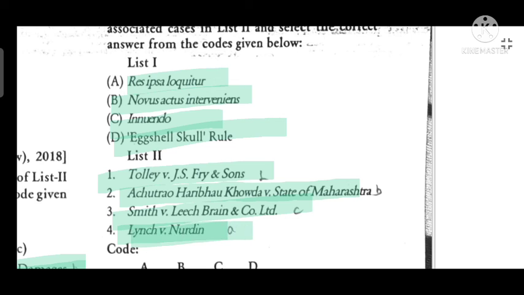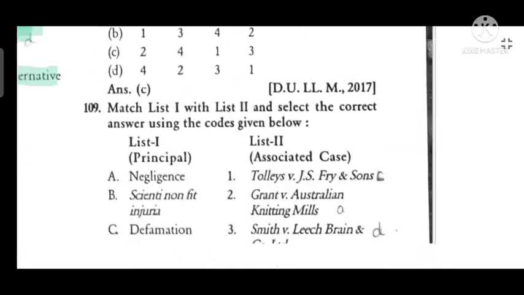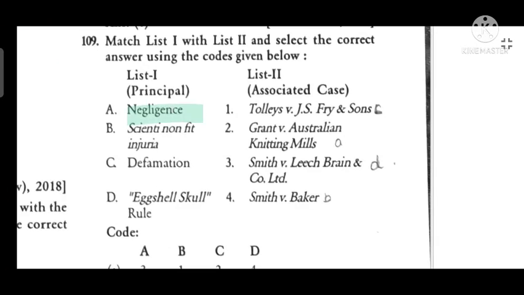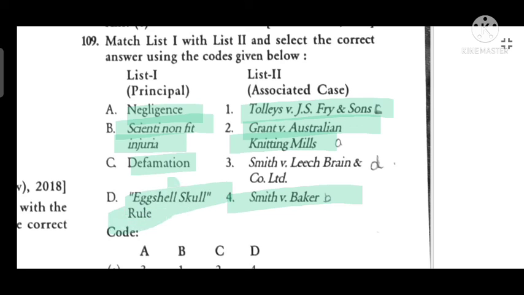Lynch versus Nurdin. Negligence. Grant versus Australian Knitting Mills. Sensitivity, non-fit injuria. Smith versus Baker. Defamation. Tolley versus J.S. Fry and Sons. Eggshell skull rule. Smith versus Leech Brain and Company Limited.